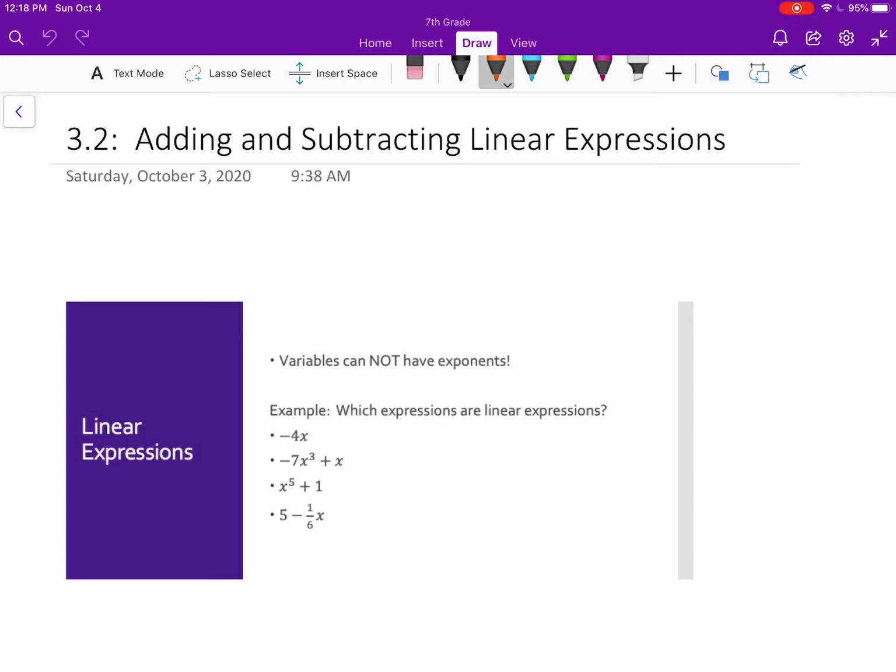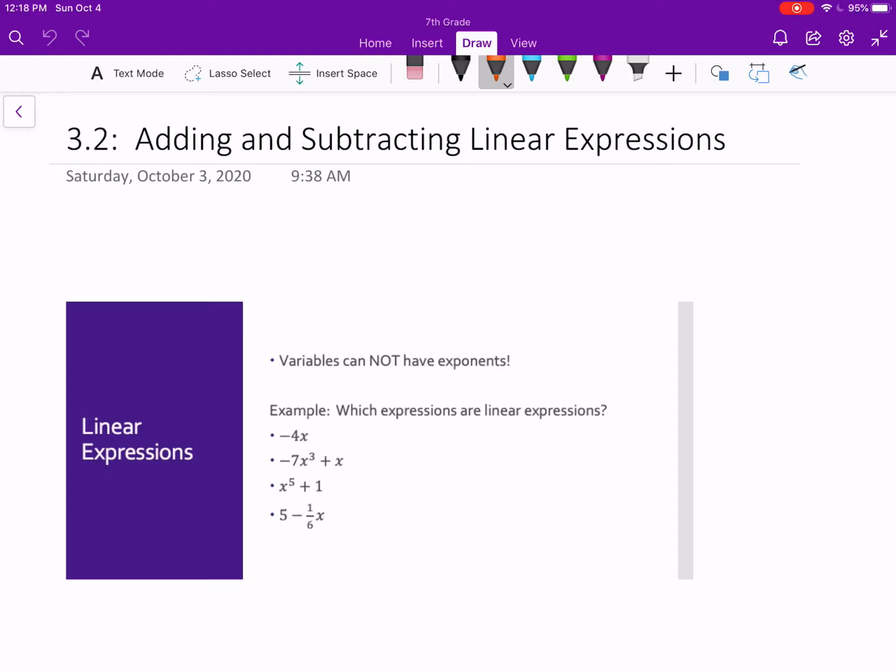This is section 3.2, adding and subtracting linear expressions. So in the last lesson, we talked about simplifying algebraic expressions. Today we're going to narrow it by saying we have to have linear expressions, and then we're going to learn how to add and subtract them. So our first question, naturally, is what is a linear expression?